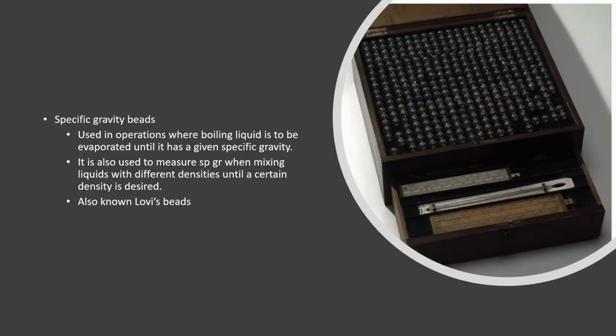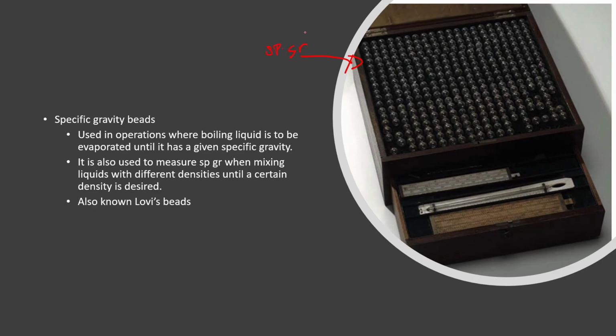Next is your specific gravity beads, or your rosary beads, or your Lowe beads. So these are used in operations where boiling liquid is to be evaporated until it has a specific gravity. So this has a practical use when manufacturing. It is also used to measure specific gravity when mixing liquids of different densities until a certain density is desired. So this is also known as your Lowe beads. And to use these, each bead actually corresponds to a specific gravity.